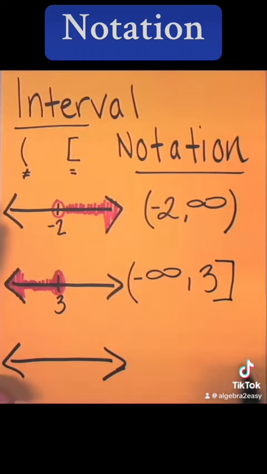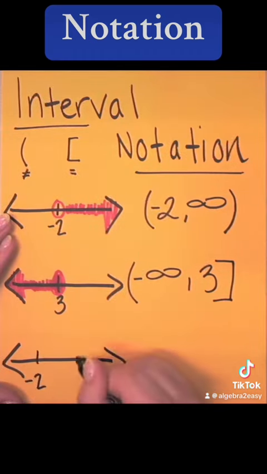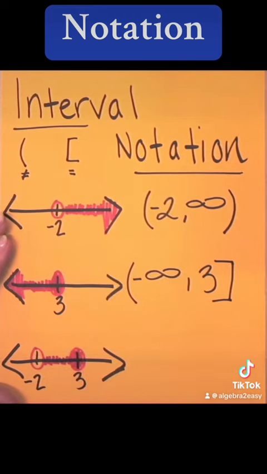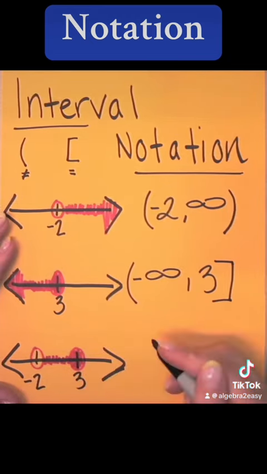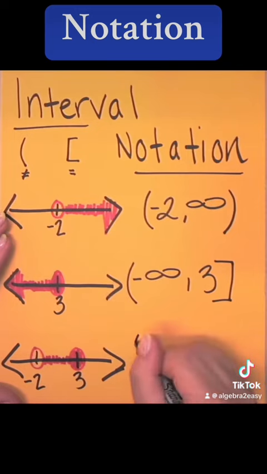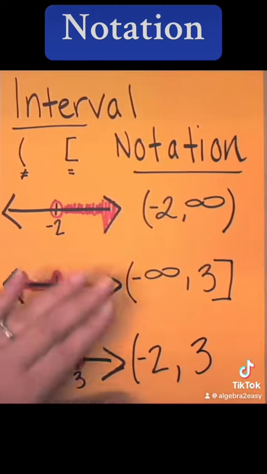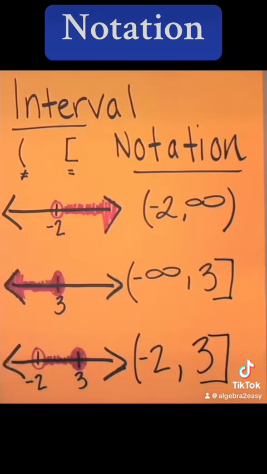Now for the last one, let's combine these two. Let's have the two boundary points at -2 and 3, with an open circle at -2, shading everything in between until I get to 3 and circling in 3. So I do not want to include -2, so I'll use a parenthesis, and then traveling until I get to 3, and I want to include that, so I'll use a bracket.